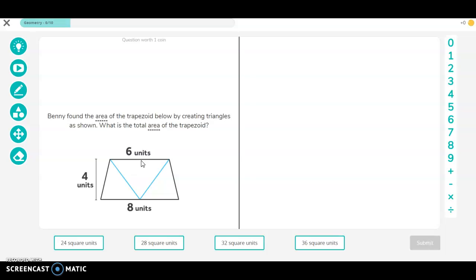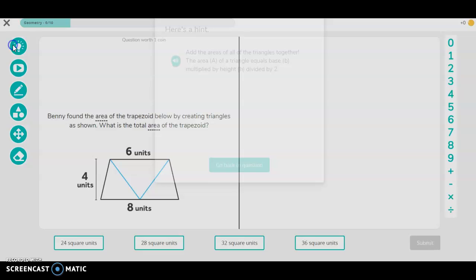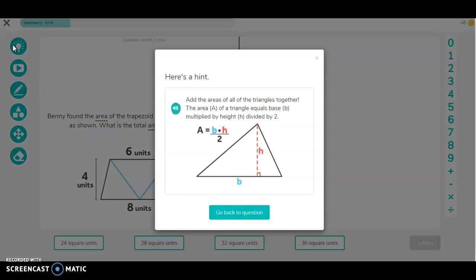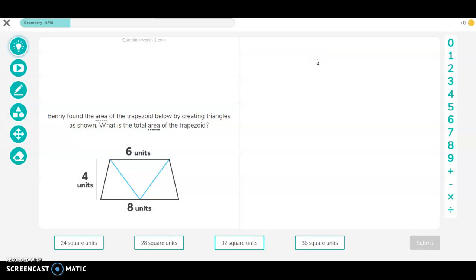So Benny found the area of the trapezoid by cutting it into triangles. You can see there are 3 triangles in this trapezoid. What is the total area shown? Let's look at the hint. They're giving the area of triangles. It's base times height divided by 2, or 1/2 base times height, depending on what you're looking at. So we can see these separate triangles here.